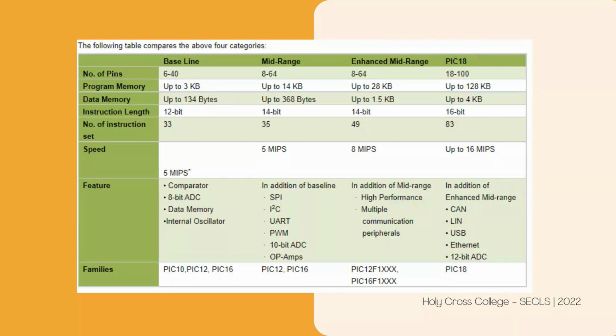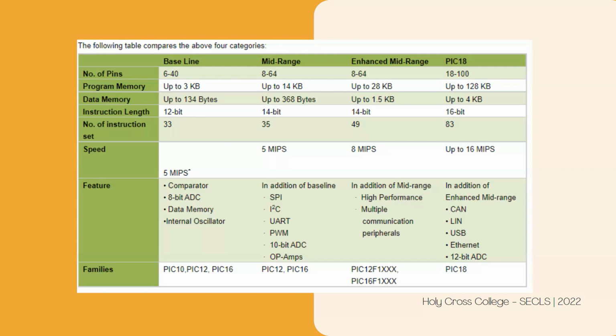As you can see on the graph, the baseline PICs are the least complex PIC microcontrollers. These microcontrollers work on a 12-bit instruction architecture, which means that the word size of the instruction sets is 12 bits for these controllers. These are the smallest and cheapest PICs available with 6 to 40 pin packaging. The small size and low cost of baseline PIC replace traditional ICs like 555, logic gates, and etc.